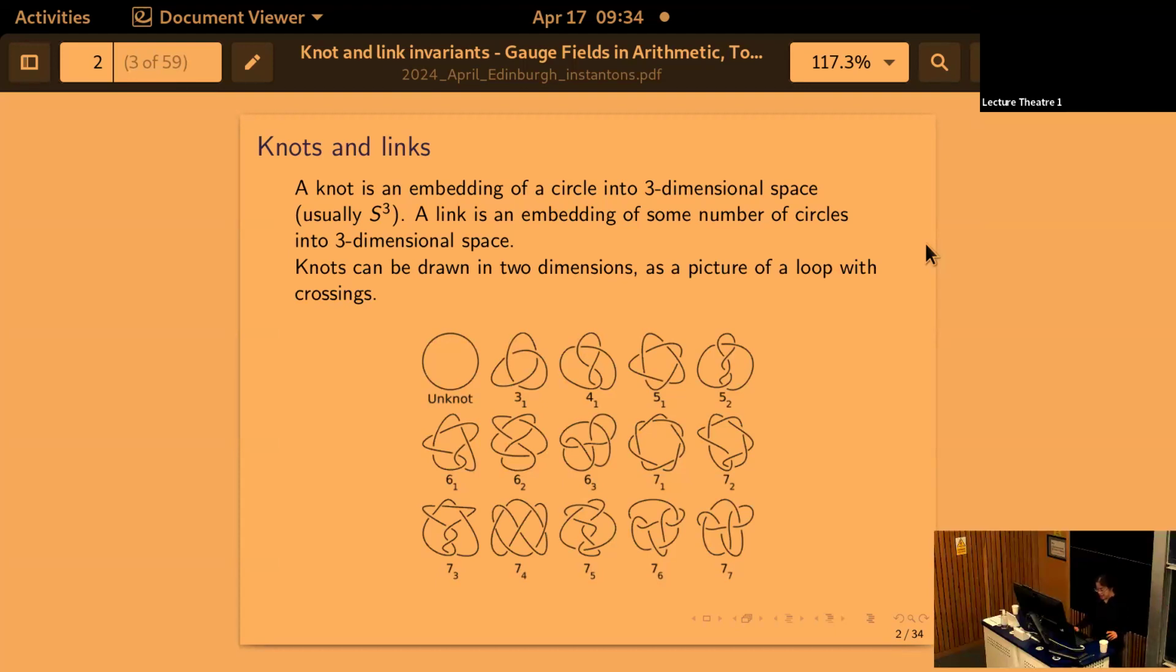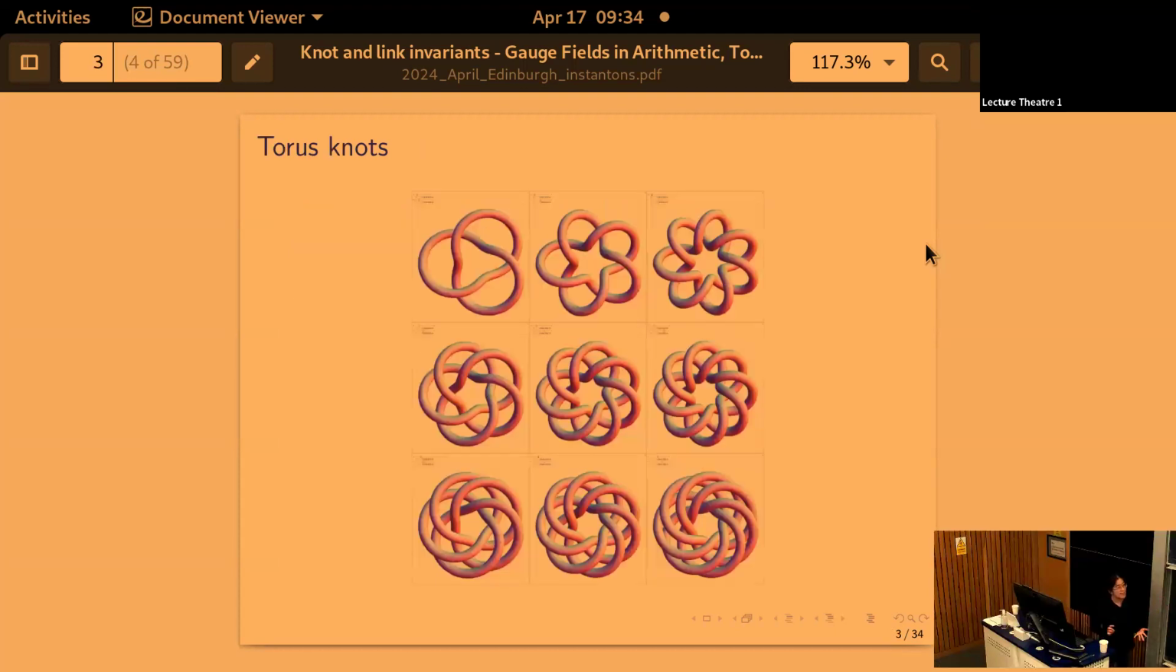A specific kind of knot that I'll be talking about are torus knots, which are basically you're evenly wrapping a string around a torus. So in these pictures, at least for the larger ones, you can kind of see the torus, right? And you're wrapping a string around it.